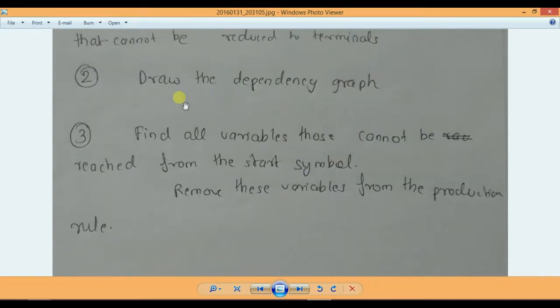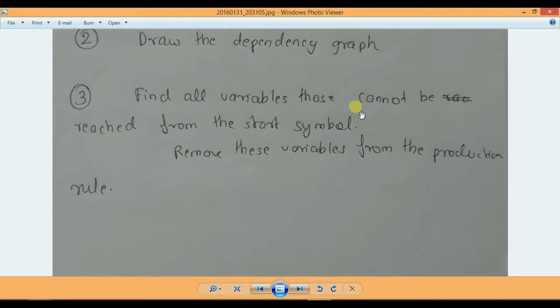Now draw the dependency graph. I shall show you how to draw the dependency graph, and then find all variables that cannot be reached from the starting symbol. I shall show this.